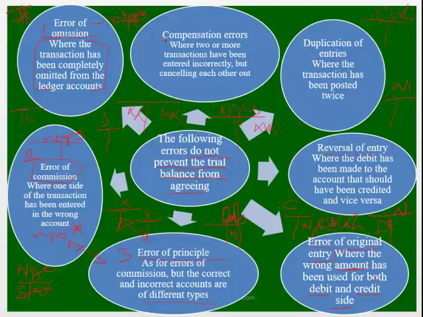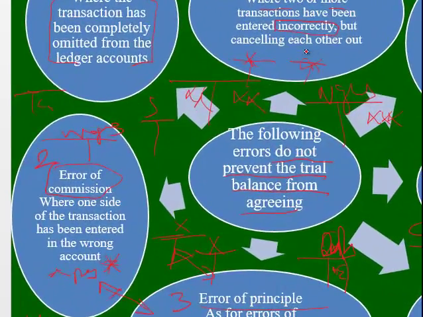Then the last one is error of compensation, where two or more transactions have been entered incorrectly but cancel each other out. Compensation means that we record the item incorrectly, but this incorrect transaction was done in one account and also done in another account. One debit side was entered wrongly, the other credit side also entered wrongly. But these are two different transactions now. It's different from the original entry.